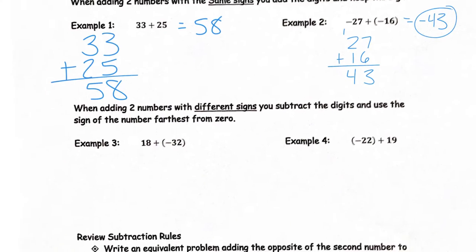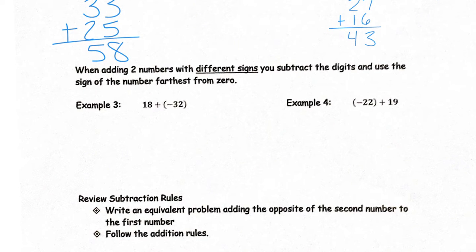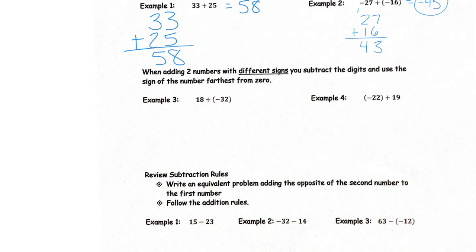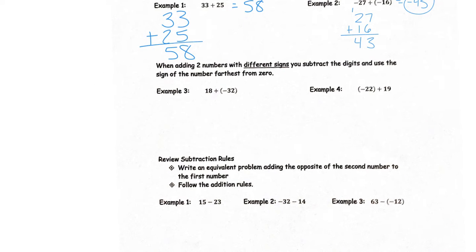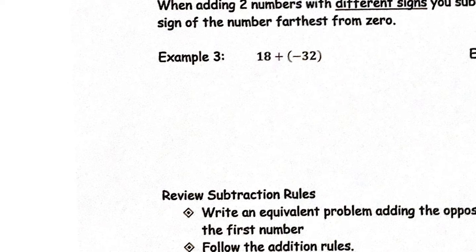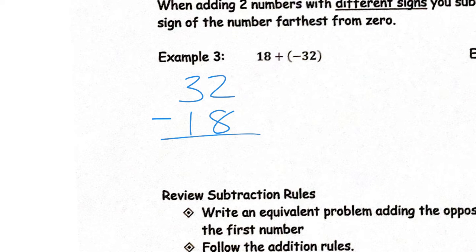So let's look at the next part. Okay. When adding two numbers with different signs, we would subtract the digits and use the sign of the number farthest from 0. So we have 18 plus a negative 32. Adding and subtracting? Please always put the bigger number on top. I am not changing the rules that you've learned in 1st and 2nd grade. 18 should never go on top of that.